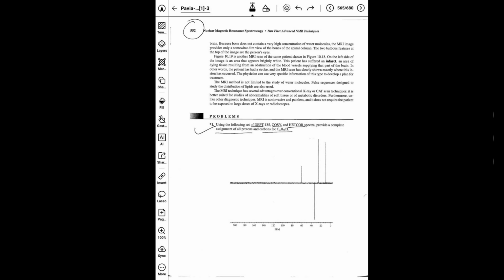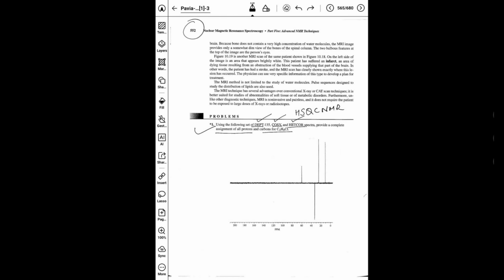So through this problem, we are going to learn about DEPT-135, how to interpret COSY NMR, and how to interpret HETCOR. HETCOR is also known as HSQC NMR. So these 2D NMR techniques are very important for solving the complex structure of the organic compounds. So therefore, it is very important to learn these two-dimensional NMR techniques. So let's start this video.